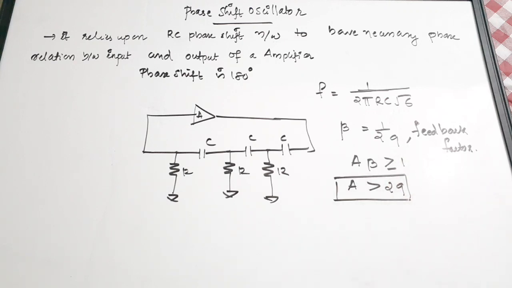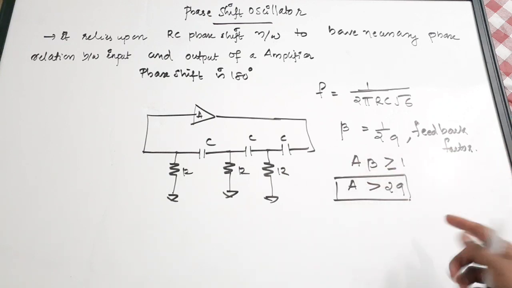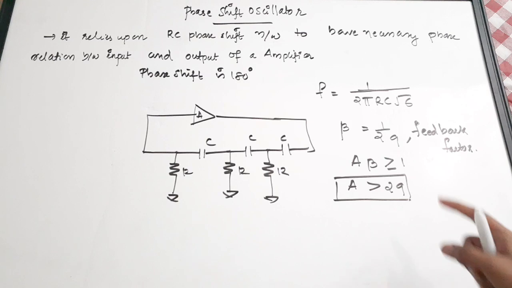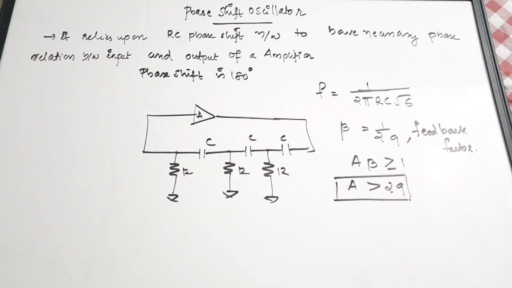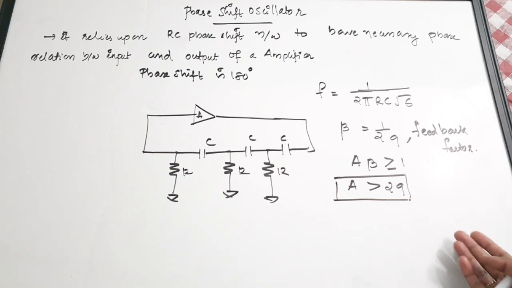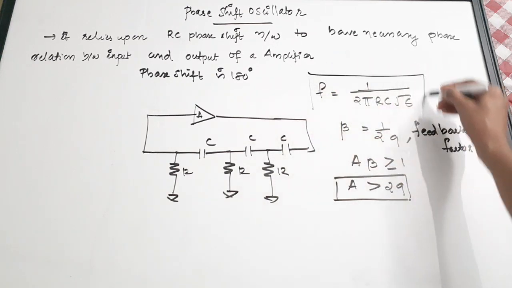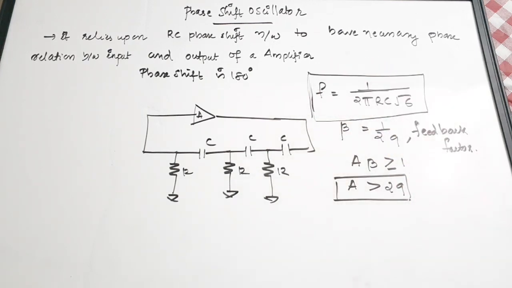We know that as per the Barkhausen criterion, A beta should be equal to 1, and for starting up of oscillations, it should be considered as greater than 1. So if beta is equal to 1 by 29, A should be greater than 29 for A beta greater than or equal to 1. This is the condition for the RC phase shift oscillator, and the frequency of oscillation f is equal to 1 by 2 pi RC square root of 6. This is a very important equation. I have seen question papers asking directly this equation, so please do note this equation.